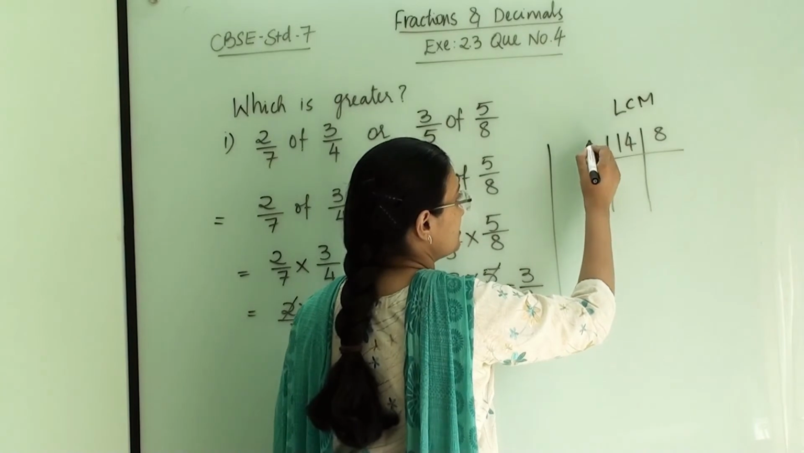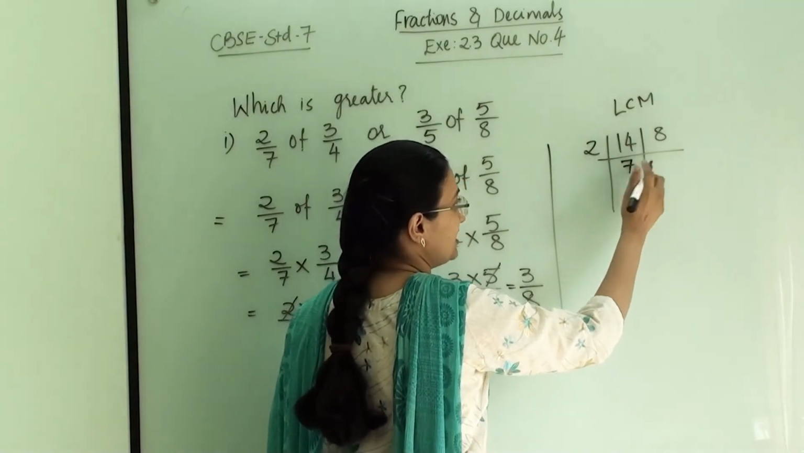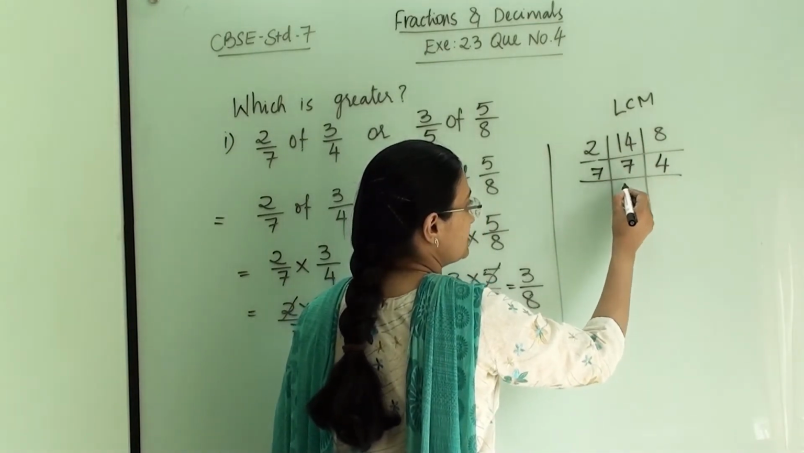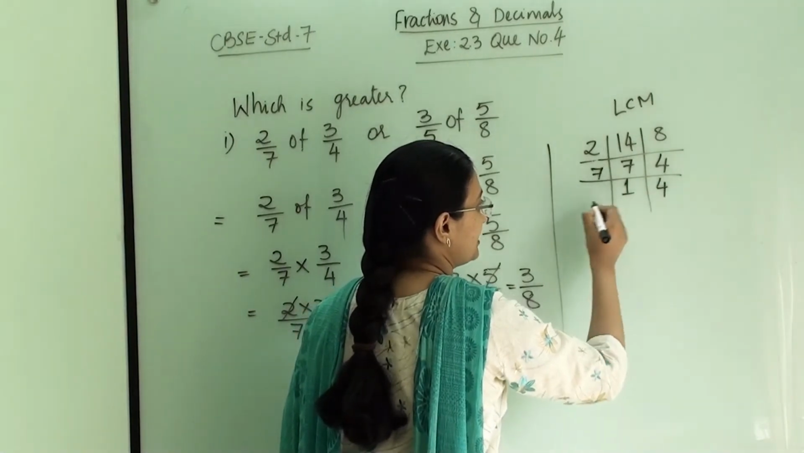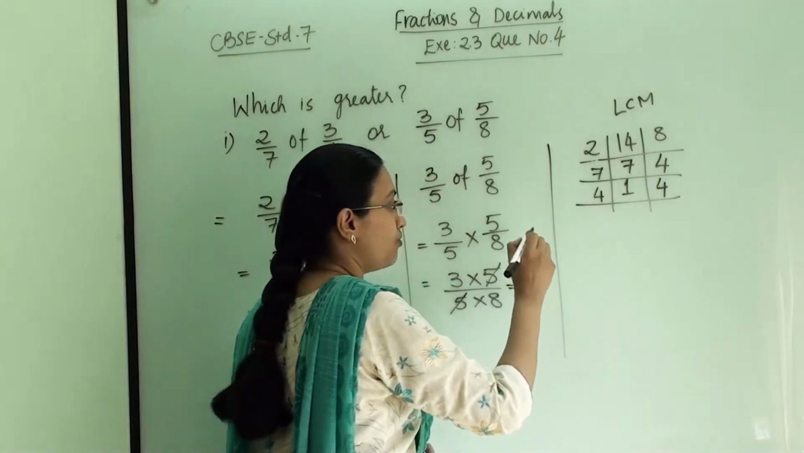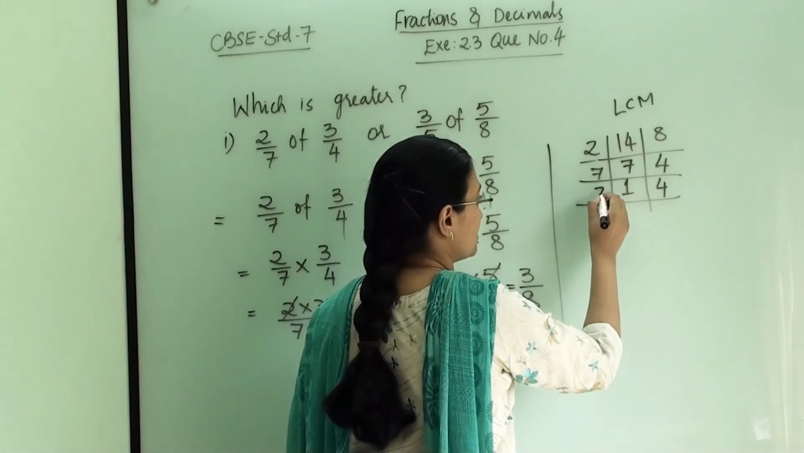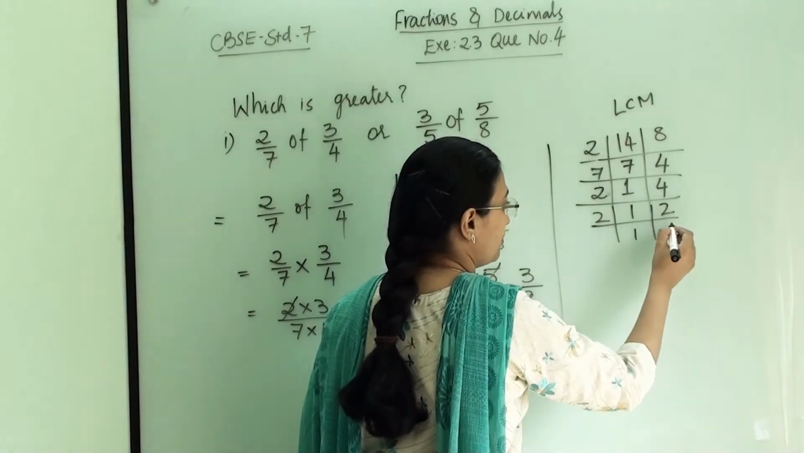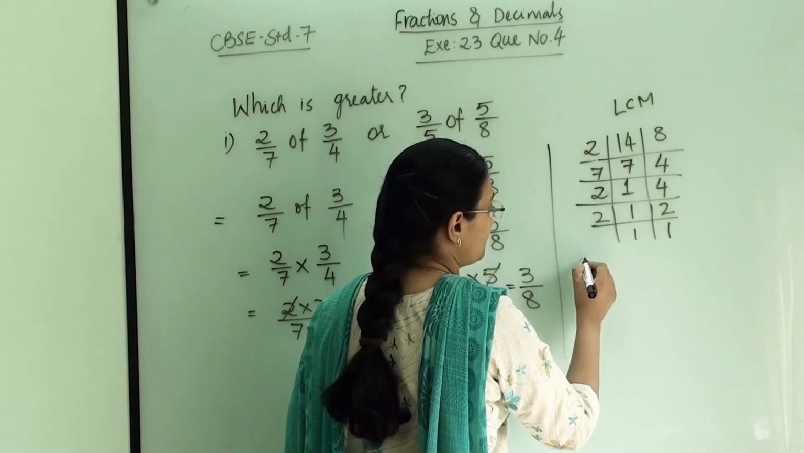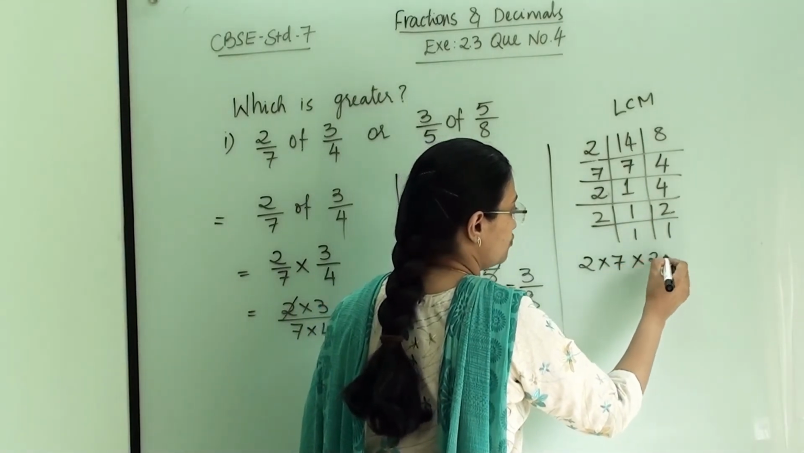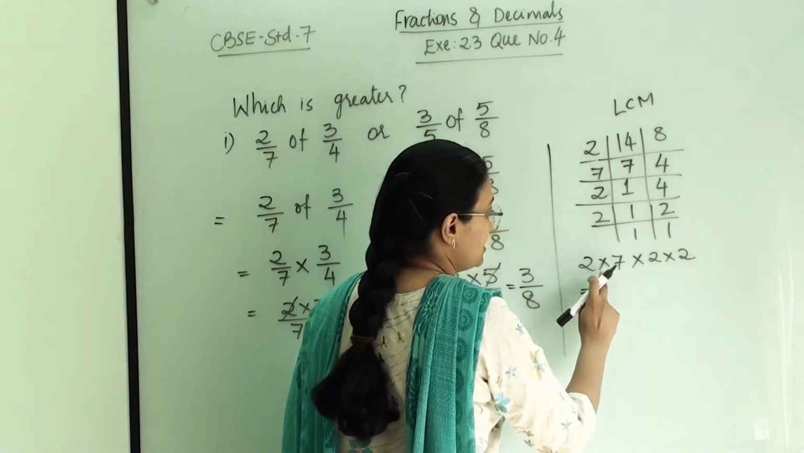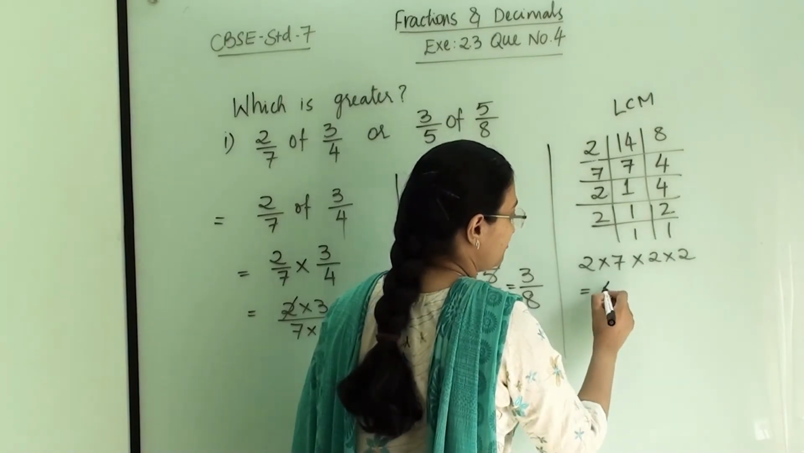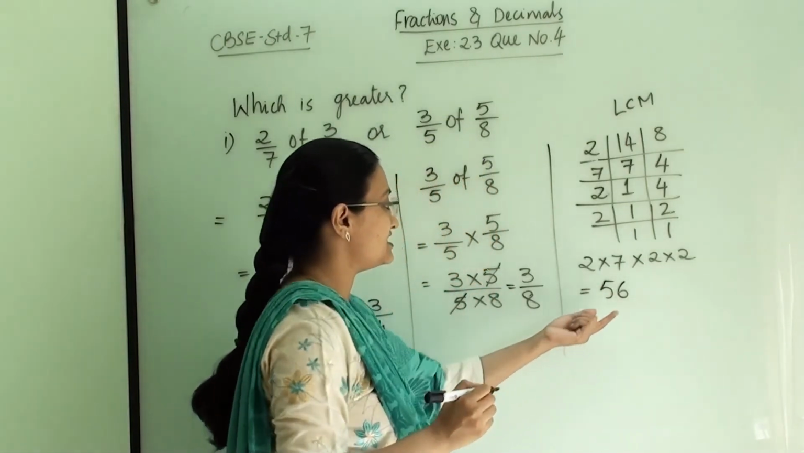So here we will get 2. So 7 2s are 14 and here we will get 4. So again we will take 2, and 7 because it is a prime number. So 1 and then the remaining is 4, so here I can take 4 also, or we will just write 2. So 2, 1, 2, again 2 we will take and we will get 1, 1. So our LCM will be 2 into 7 into 2 into 2. So the answer is 2 7s are 14, 14 2s are 28, 28 2s are 56. So 56 is our LCM.